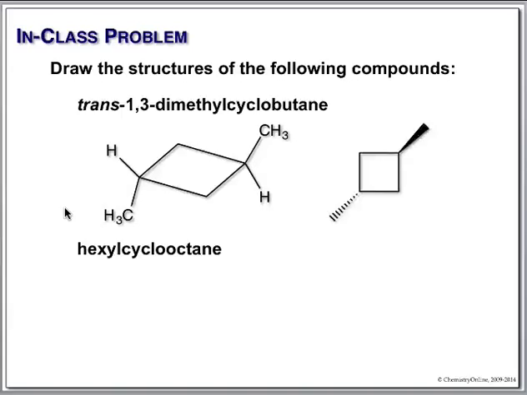Hexyl cyclooctane. Cyclooctane is our parent. It has a hexyl side chain. So we simply draw a stop sign. And to that we attach six carbons.